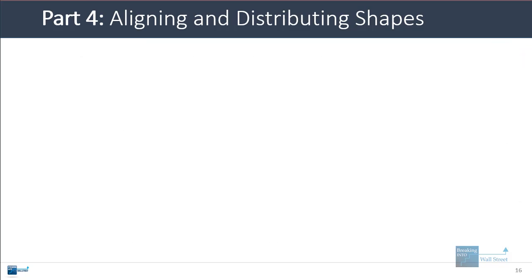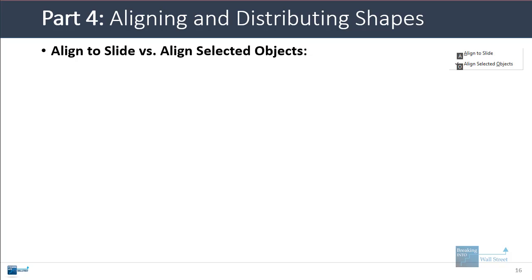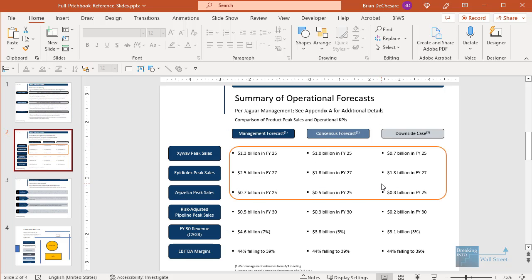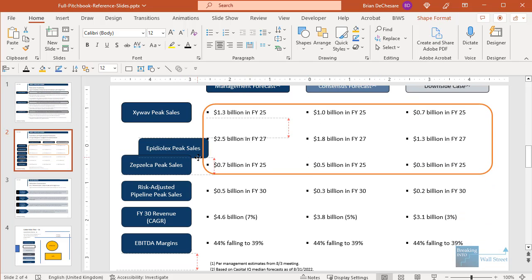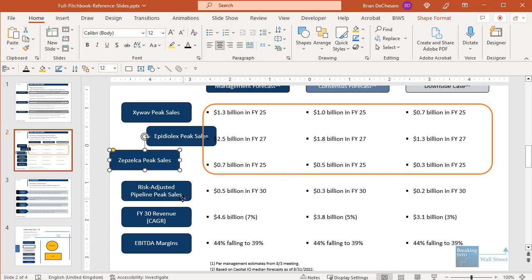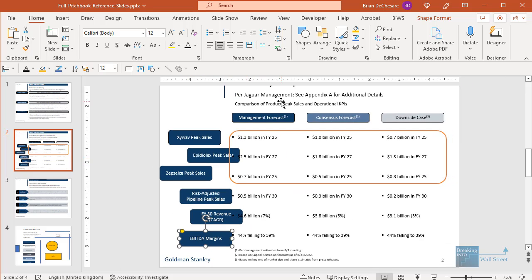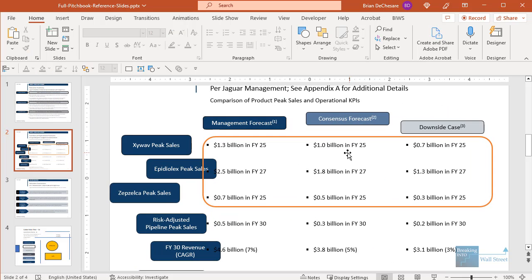Let's move to part 4 now and talk about aligning and distributing shapes. The first thing to understand is that aligning and distributing shapes is very important because, for example, oftentimes, I'll just mess up this slide a little bit to show you what often happens. Oftentimes you will get a slide that looks something like this, where you can see the intent maybe, but it's not quite right. A lot of things are misaligned.